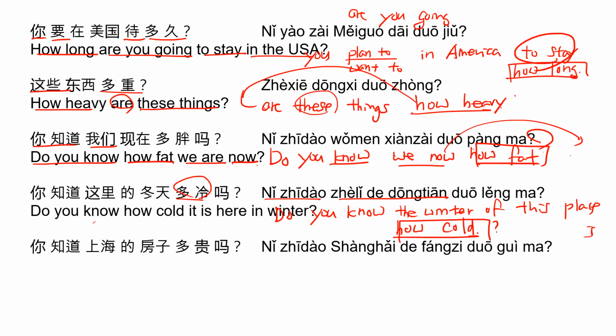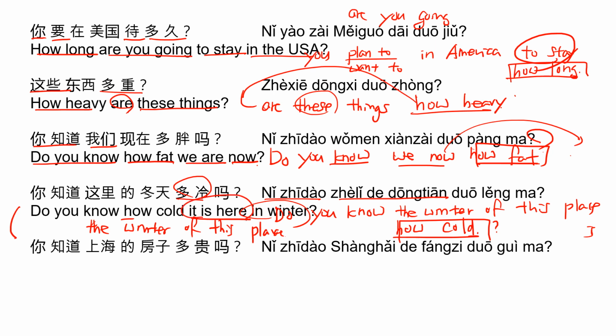Now, the winter of this place can simply be here. Do you know how cold it is here in winter? So you can change the sentence pattern like this. Do you know how cold the winter of this place is? Do you know how cold it is here in winter?